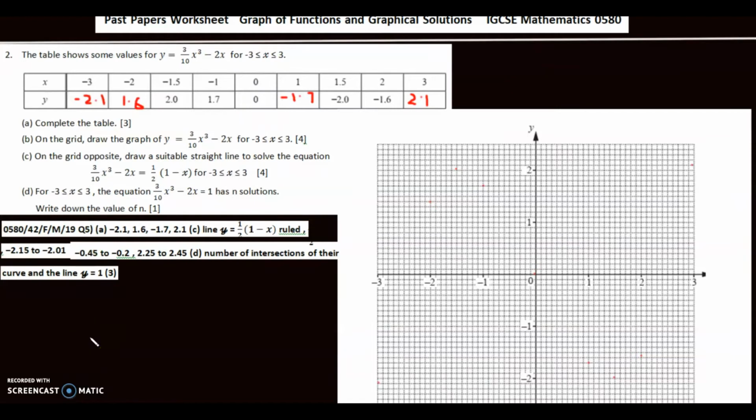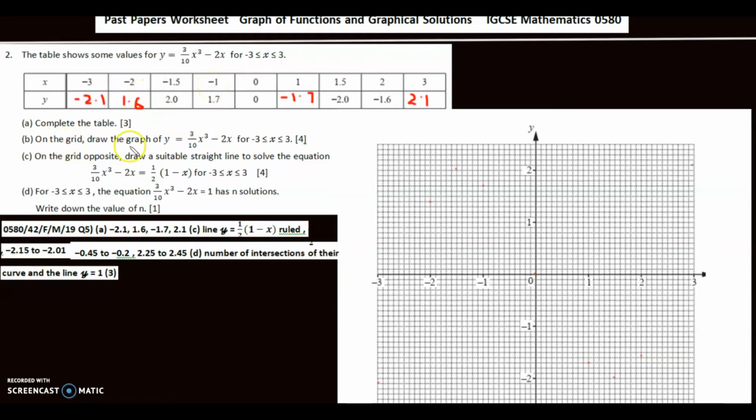Okay, in the next question, the table shows some values of y equals 3 upon 10 x cubed minus 2x, where x is between minus 3 and 3. Complete the table. I've already filled up the table. All you need to do is grab your calculators and substitute minus 3 instead of x here to get the value of y, then minus 2 and so on. Okay, so table is done.